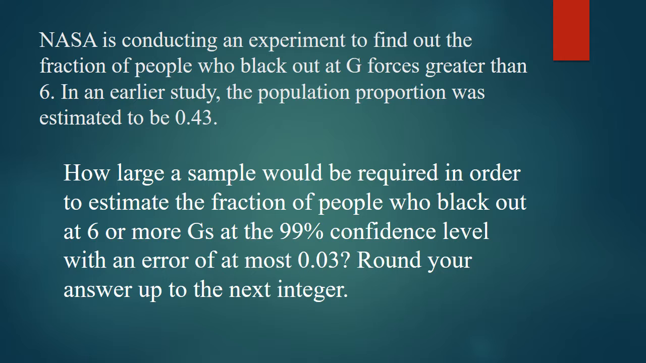So again, if we didn't know already in advance, estimating the fraction of people tells us this is a proportion. We are trying to find the sample size. We know it's a binomial experiment. Success is blacking out at g-forces greater than 6. Failure is not blacking out at g-forces greater than 6. And we're going to use this information to find our sample size for a population proportion.